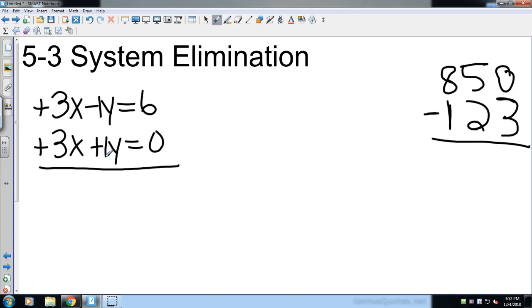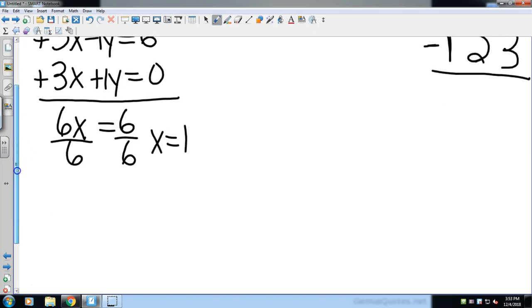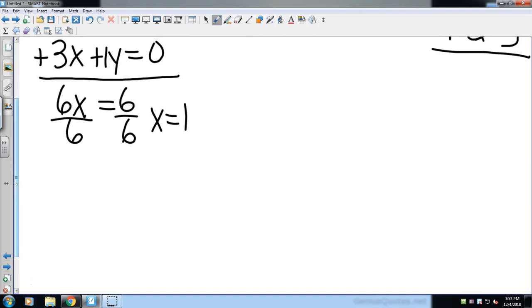So watch what happens. If those cancel, then I just do 3x plus 3x, which is 6x. The y's cancel, and 6 plus 0 gives me 6. I solve, and x equals 1. And so we've already found our x value. Now we're going to use substitution to sub that back in to one of our equations. Now I like the second one because it was all positive.